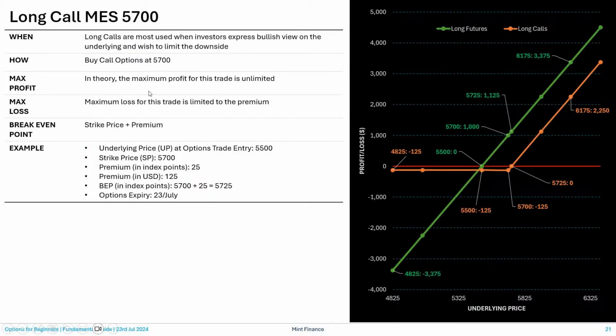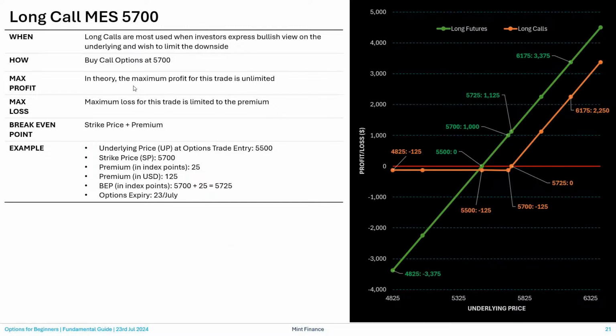What does this give us? This gives us, in theory, a maximum profit for this trade that's potentially uncapped. So this profit could be theoretically infinite. Practically, it might be capped, since there's not infinite money, but theoretically it can be unlimited. And at the same time, it's giving us a maximum loss that's limited to the premium paid upfront.